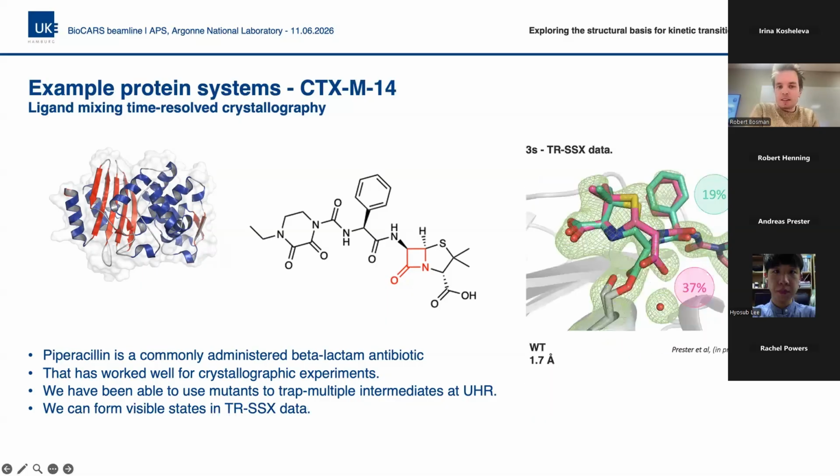And you can also see this in some of the time-resolved serial SSX data. You can see that at 3 seconds, we can also get a well-populated intermediate state and product state. So Andreas here has modeled the covalent intermediate, because this is a covalent catalysis reaction, in green, and the product state in pink, and can assign relative occupancies to those. And I'll talk a little bit more about that later. So this is our other very well-behaved system for doing these measurements.